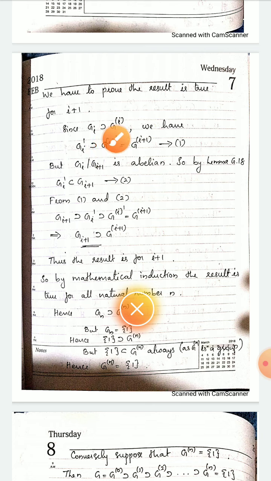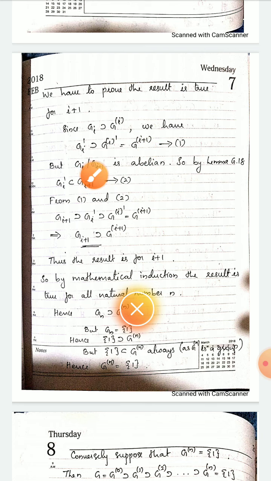And this (G^(i))' is denoted as G^(i+1) by the definition of commutator subgroups inductively. So let this be equation 1.